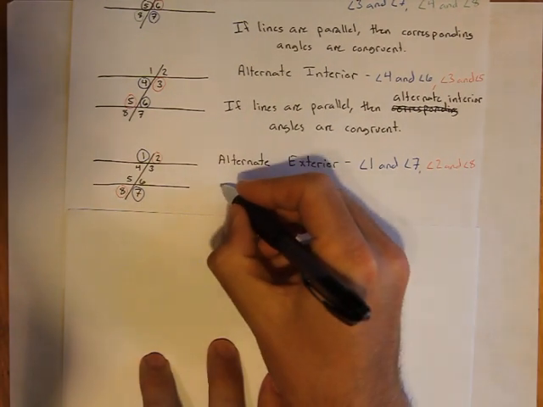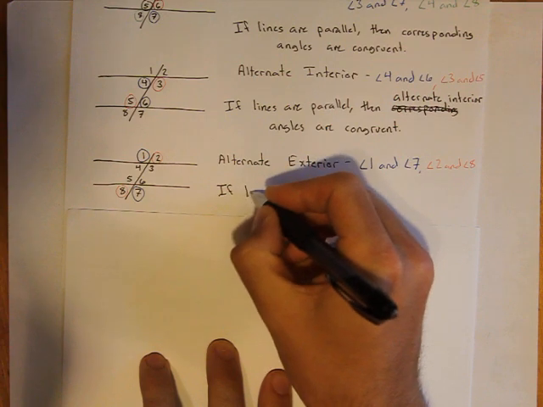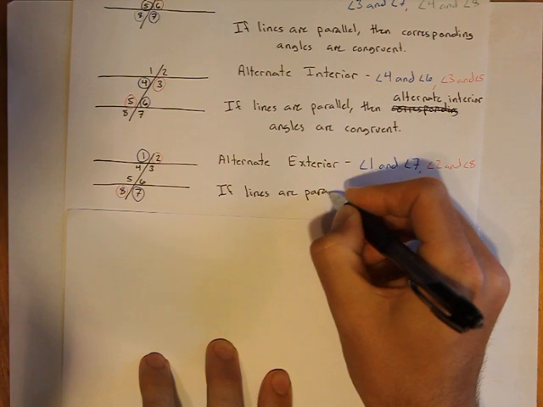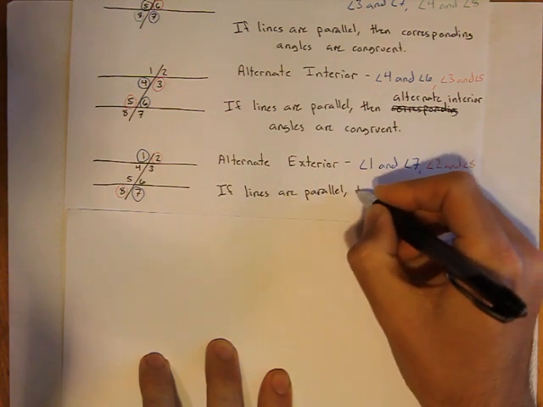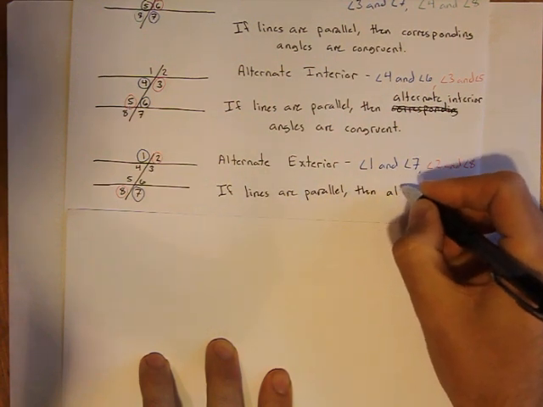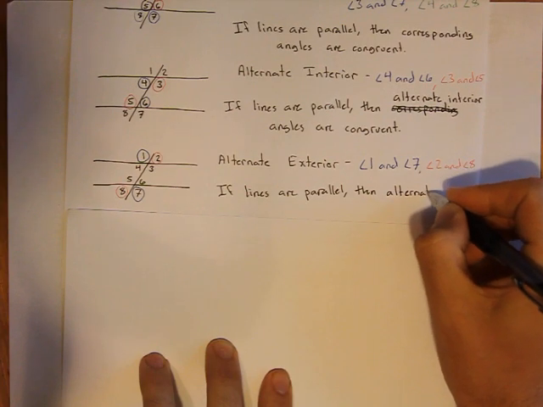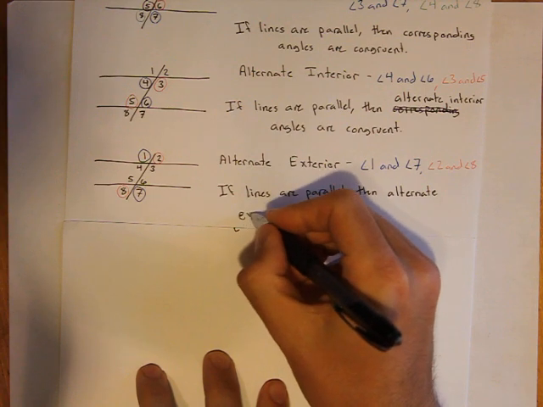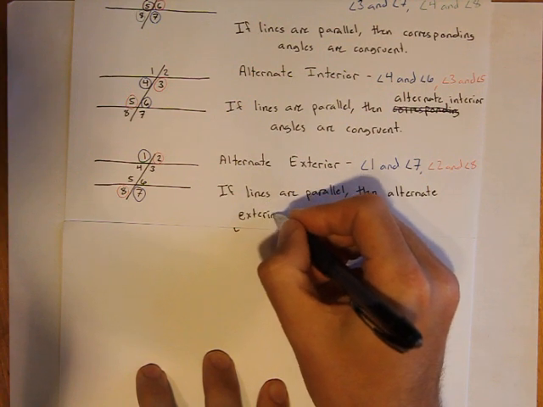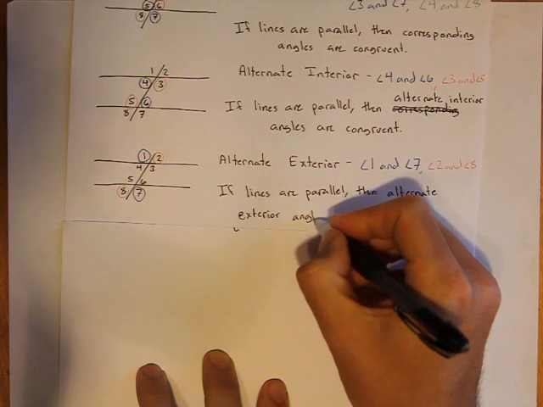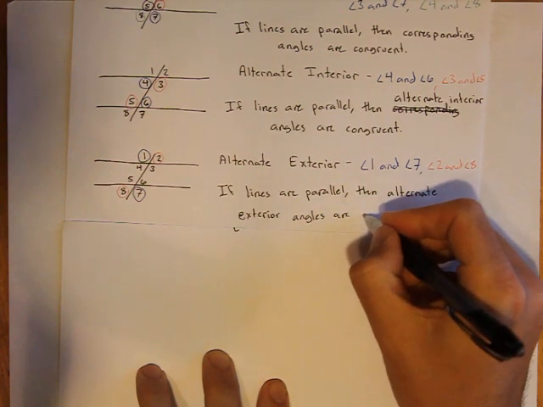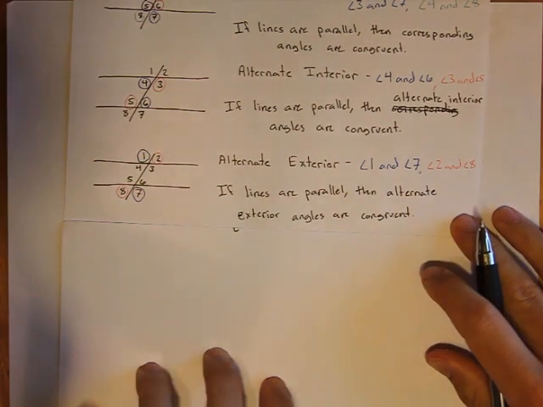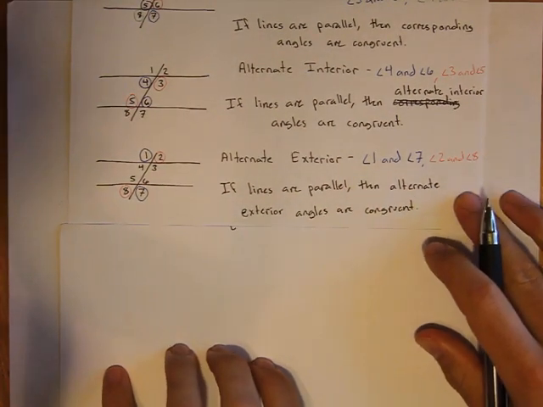So, if I continue, if lines are parallel, then alternate, I'm paying attention now, exterior, exterior angles are congruent. Okay? So you can see there's a lot of similarity of what's going on.